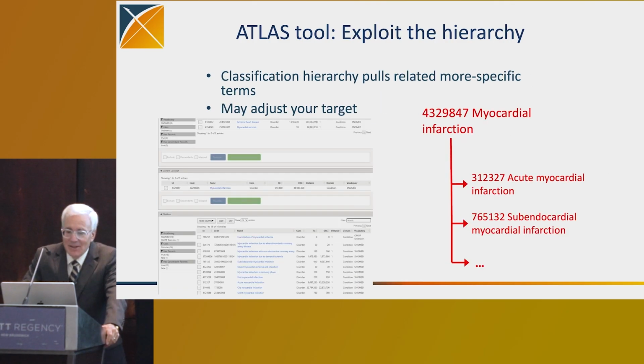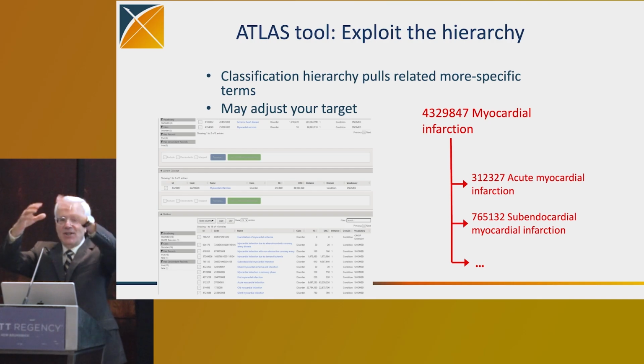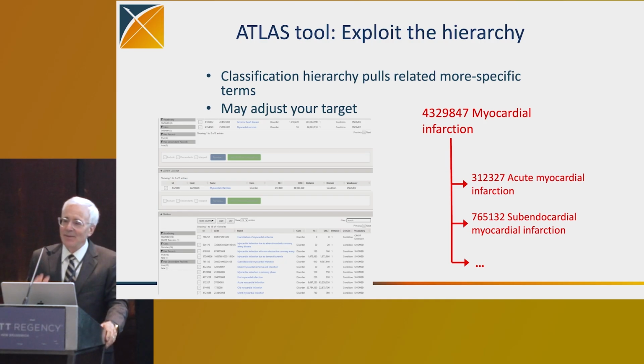Then this vocabulary has a hierarchy, an ontology. So myocardial infarction is shown there, and underneath it are specific examples of myocardial infarction, like acute MI and subendocardial MI. When I'm building a phenotype, I'll exploit the hierarchy. I generally take the most general code and pull along everything I need with it. If I want everything with it, but there's one I don't want to include, I can then exclude that one.